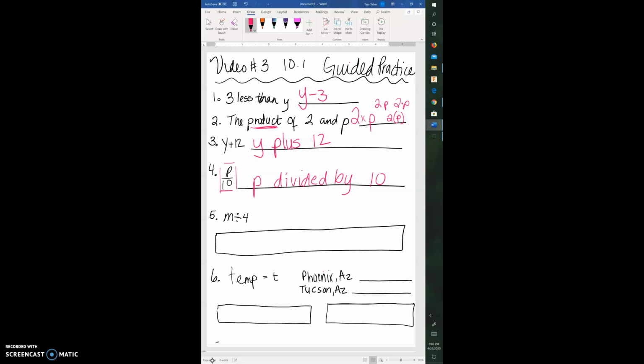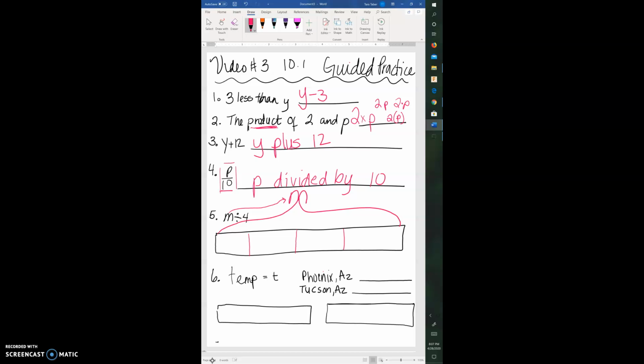Moving on to number 5, it's the bar models, and not all of you are going to understand those. This is a division, so we don't know what this number is, but whatever it is, it's divided by 4. So this entire thing, we do not know what it is, so it's m, and we're going to divide it by 4. That right there is m divided by 4.